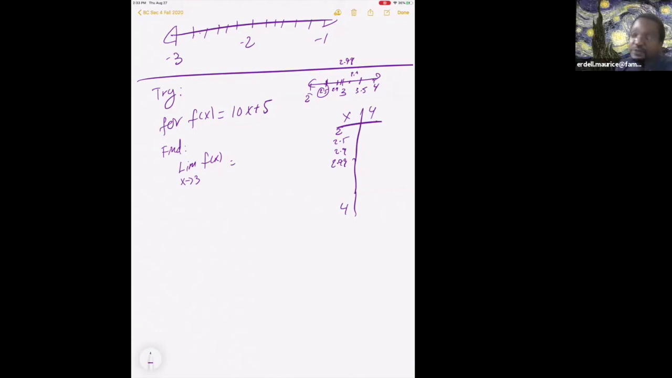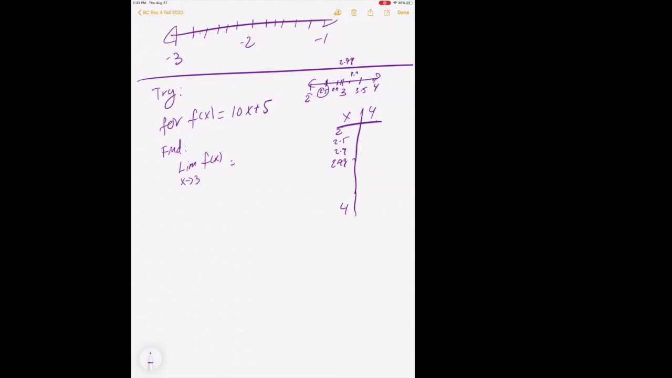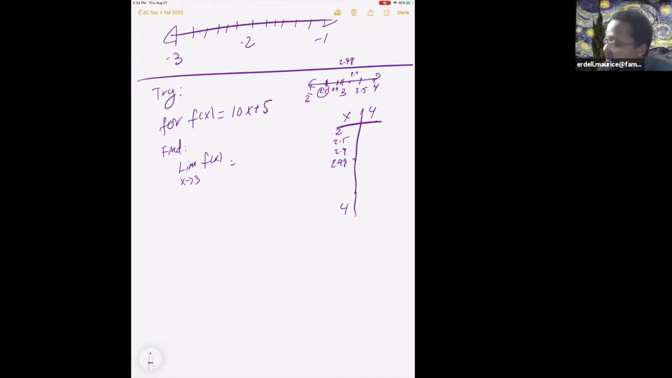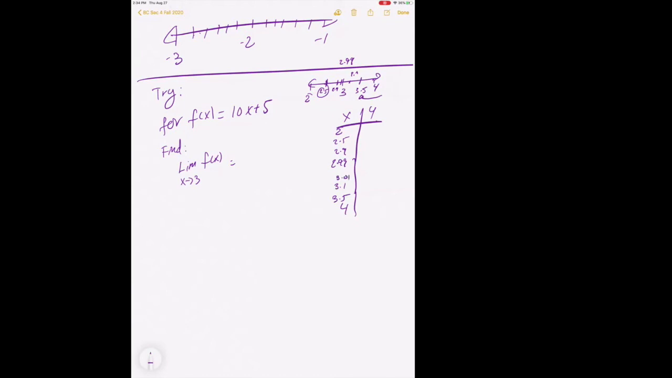Maurice, how can I help you? Where are we stuck? Where it says 4, you said something about 3.1. Well, yeah, the next number in line here would be 3.5. That's this one right here. And the next 3.1, the next one would be 3.01. Oh yeah, I got you.